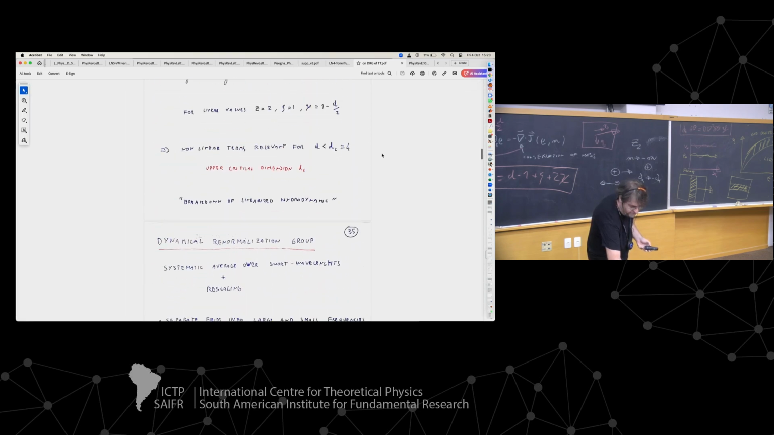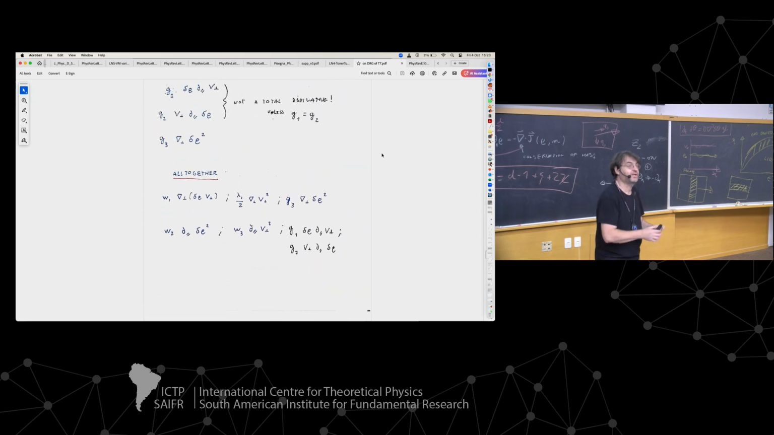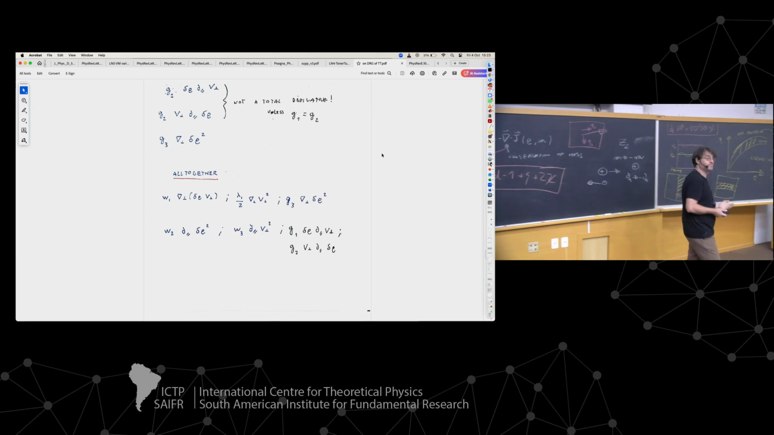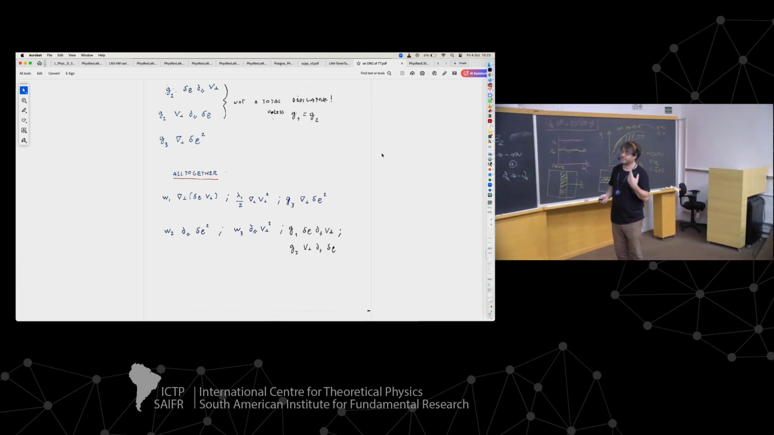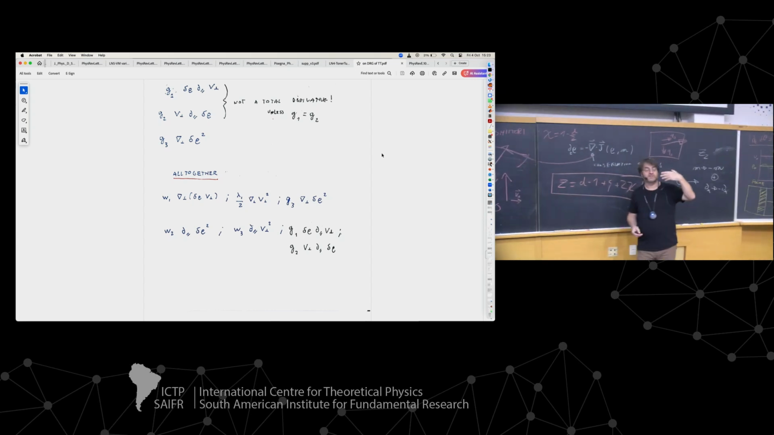All the graphical corrections happen between terms that have a similar structure. In particular, you learn that if you have some terms which are exact derivatives and some terms which are not, they cannot interact with each other.